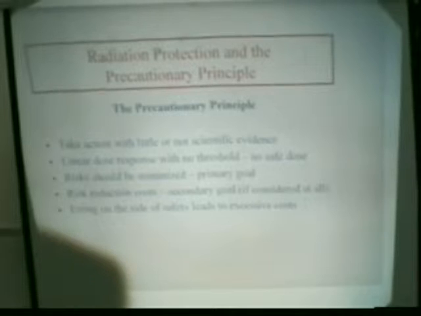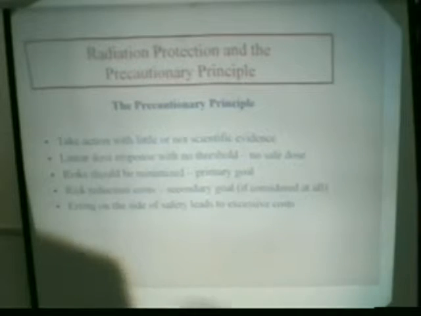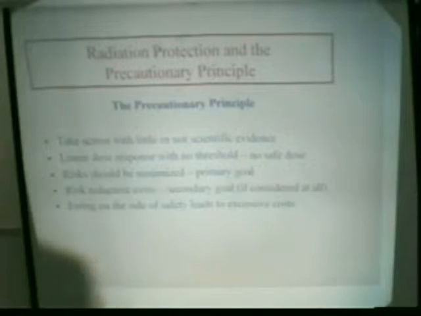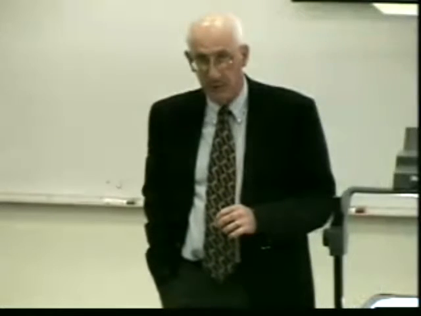The precautionary principle, as I said, requires us to take action with little or no scientific evidence. It assumes, in many respects, a linear dose-response relationship with no threshold. In other words, we assume no safe dose. The primary goal of the precautionary principle is minimization of risks. The secondary goal, if it's a goal at all, is the cost of risk reduction.